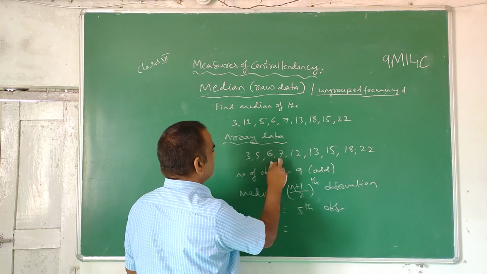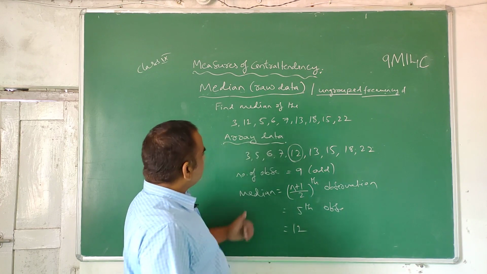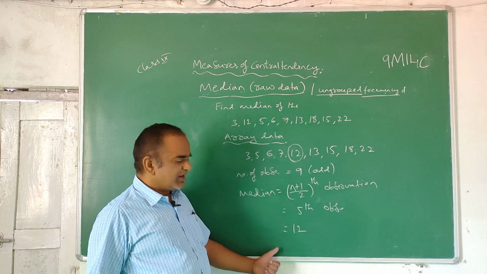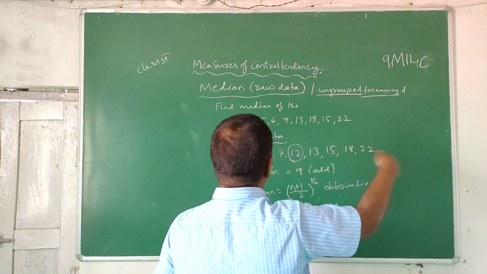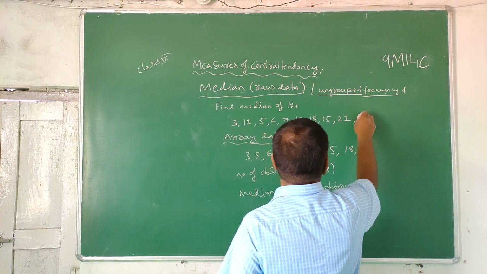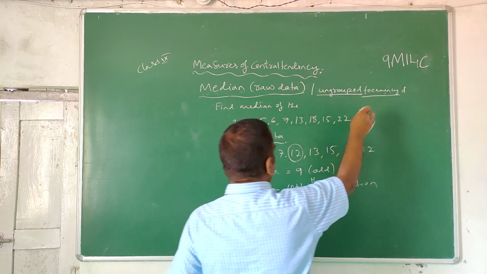The 5th observation is the median. So what is the 5th observation? 1, 2, 3, 4, 5. So this is the 5th observation. For this raw data, the median would be 12. Suppose, as another example, okay, this problem is over. Now I am coming to the next question.